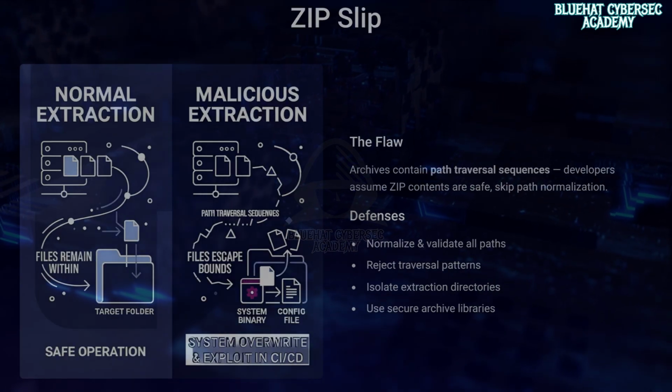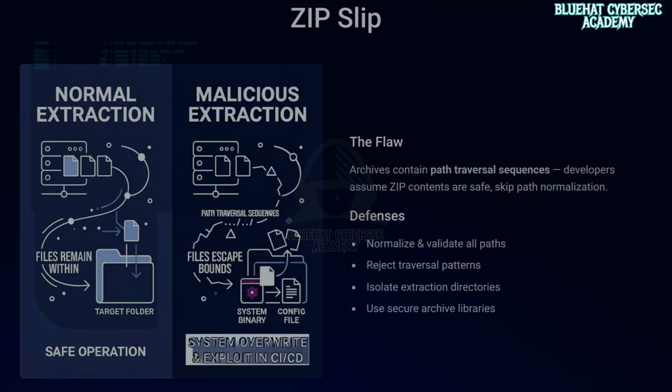Now let's move into something deceptively simple, but extremely dangerous. Zip slip. Zip slip is a vulnerability that occurs when archive extraction does not properly validate file paths. A malicious archive can contain files with path traversal sequences that escape intended directories.